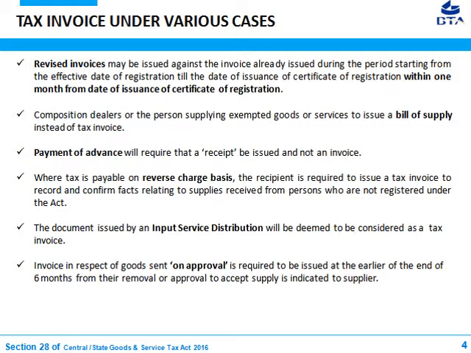Under the composition scheme, or where the person is engaged in supply of exempted goods or services, a bill of supply is required to be issued instead of tax invoices. In case of advance payment, a receipt is required to be issued. Under the reverse charge mechanism, the recipient of goods or services is required to issue tax invoices when such goods or services are received from an unregistered person.